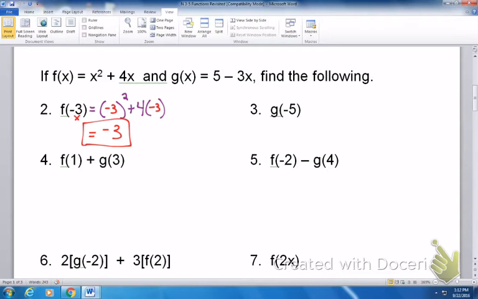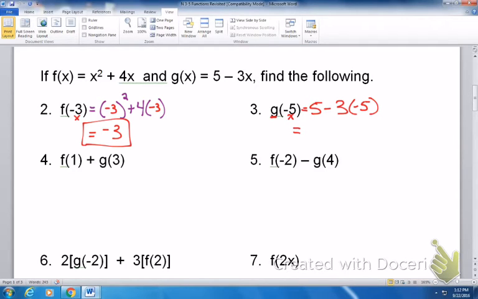Now let's move over to number 3. This is no longer using the f of x function, it's using the g of x function, and our x is -5. So I'm going to go ahead and write 5 minus 3, and I'm going to open up parentheses where there's an x value, and I'm going to plug in -5.